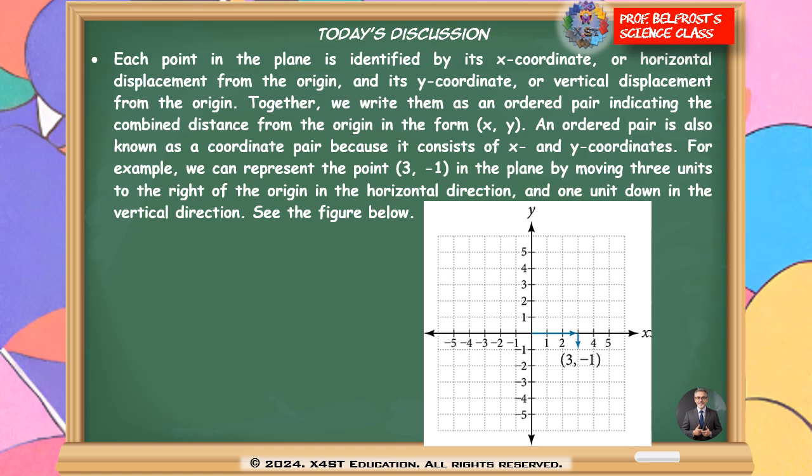So each point in the plane is identified by its x-coordinate, or horizontal displacement from the origin, and also the y-coordinate, or the vertical displacement from the origin. Together we write them as an ordered pair indicating the combined distance from the origin, which is in (x, y) form. An ordered pair is also known as a coordinate pair because it consists of x and y coordinates. For example, we represent the point (3, -1) in the plane by moving 3 units to the right and 1 unit down in a vertical direction as shown in the figure.